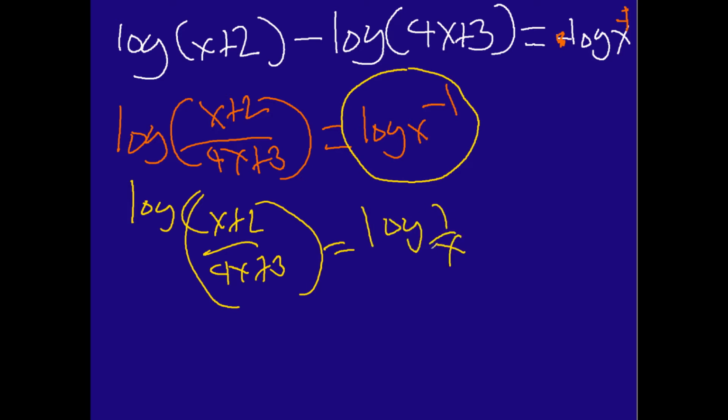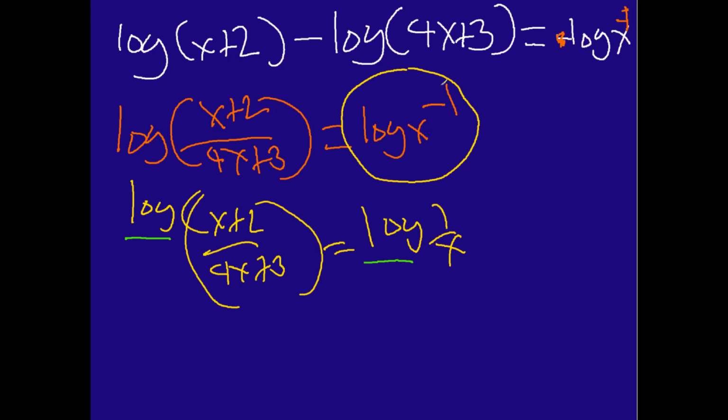That's what we got there. Now here's the thing. We have the same pattern of log base 10 on both sides, so we can use the one-to-one property. And so that means we're going to have the following. x plus 2 over 4x plus 3 equals 1 over x.